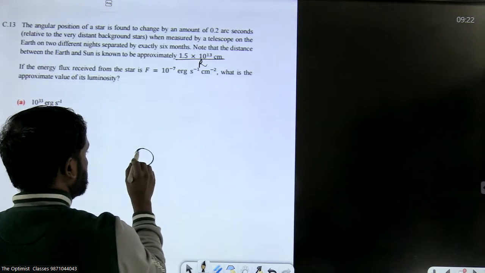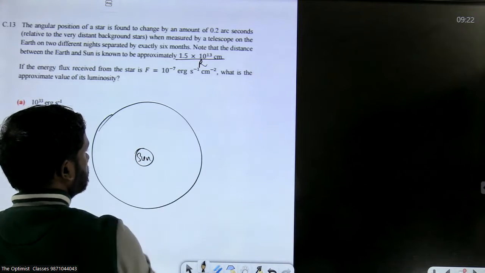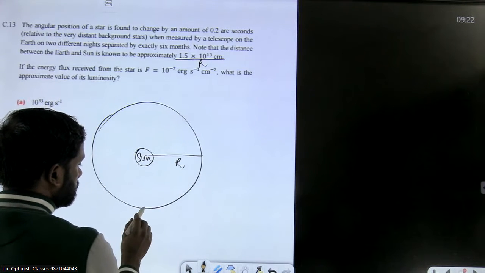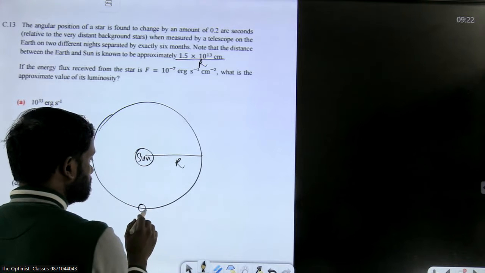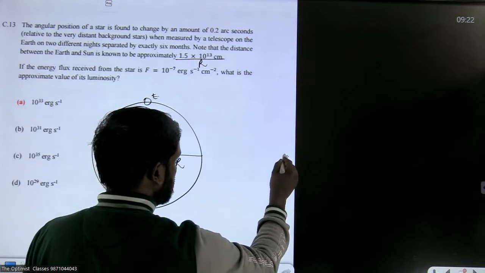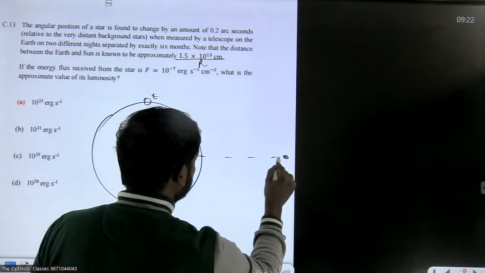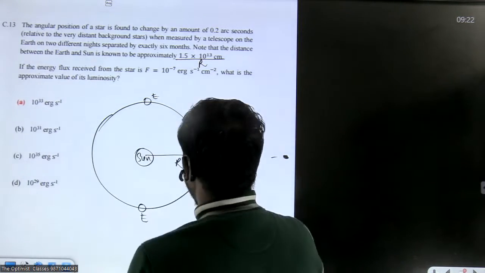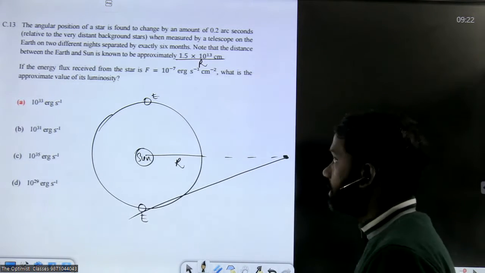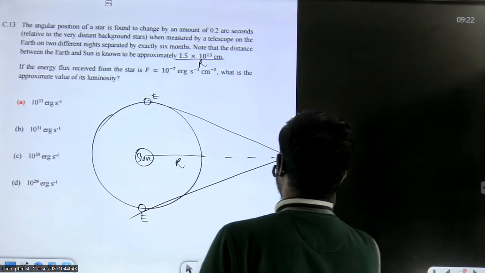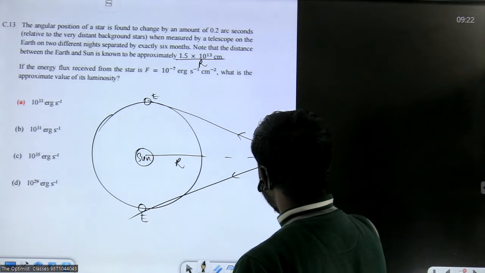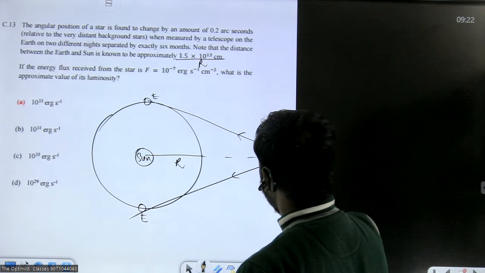So this is the Sun and Earth is revolving around it in a circular orbit. This distance is capital R. Now suppose in 6 months Earth goes from this position to this position. Now suppose there is a distant star here. The question says the angular position of a star. From here, its angular position is this. Now if you see from here, this is how light will be coming from the star. So from this position to this position, the angle has changed by this one.